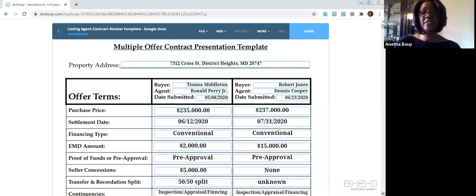You can see at the top of the document there is the street address, and when you go further down, you'll be able to see the buyer's name, their agent, and the date that the offer was submitted.